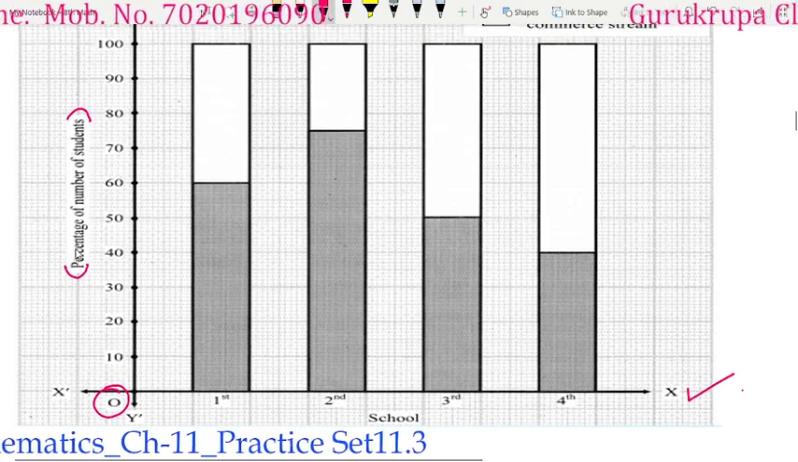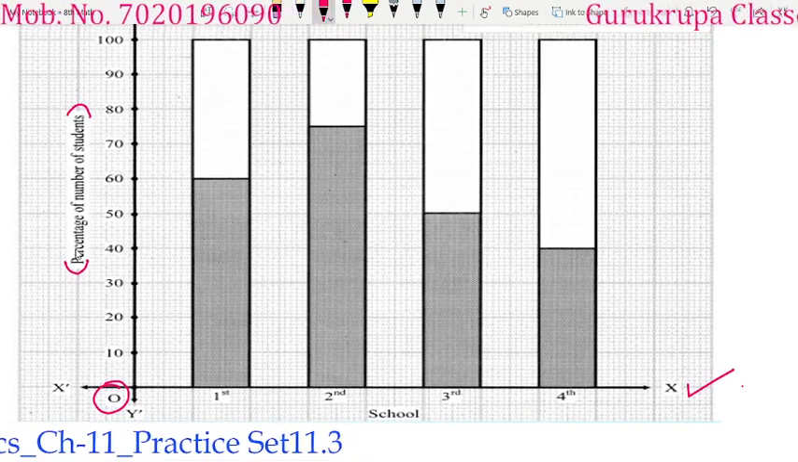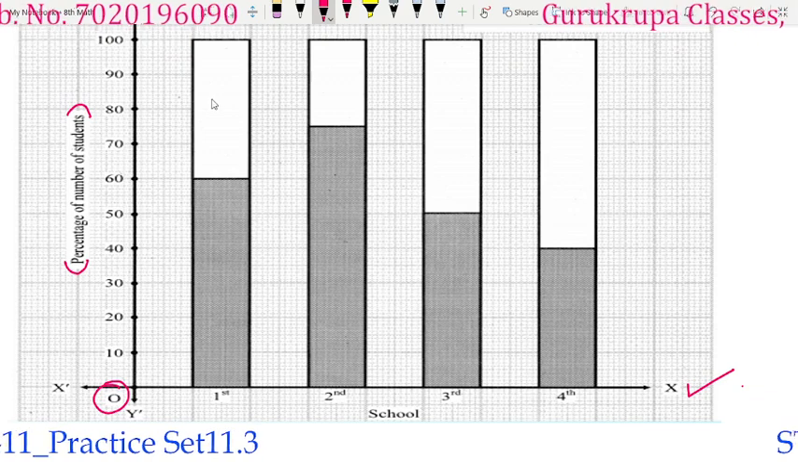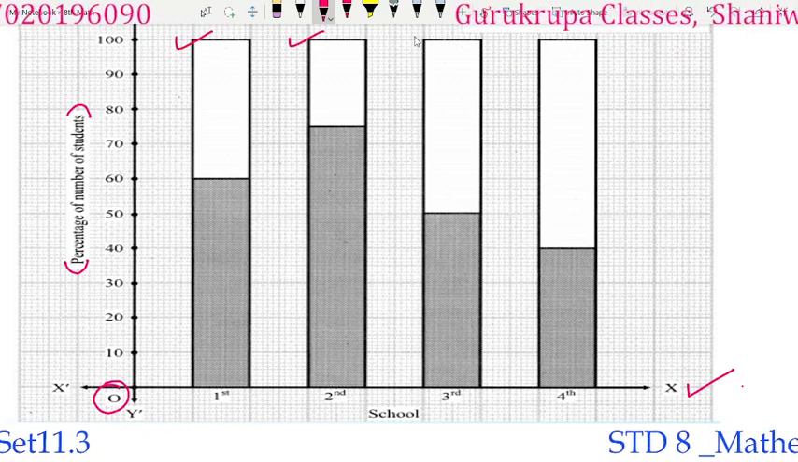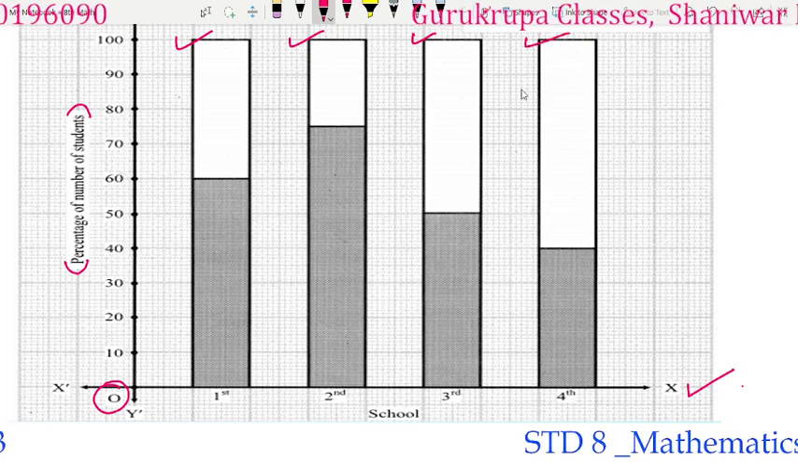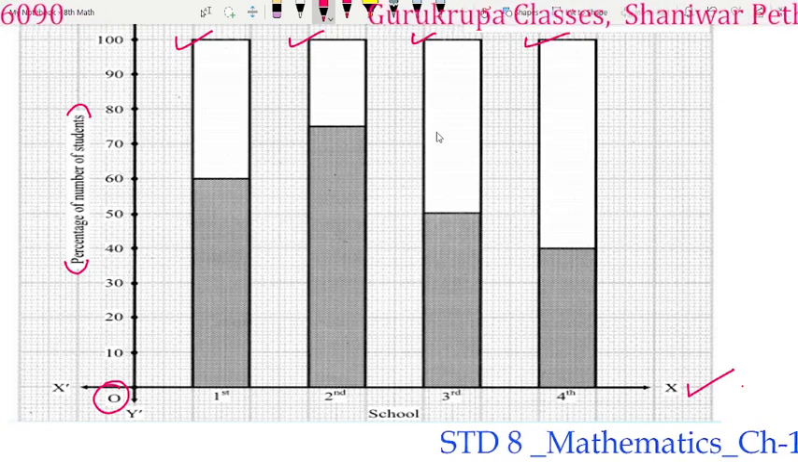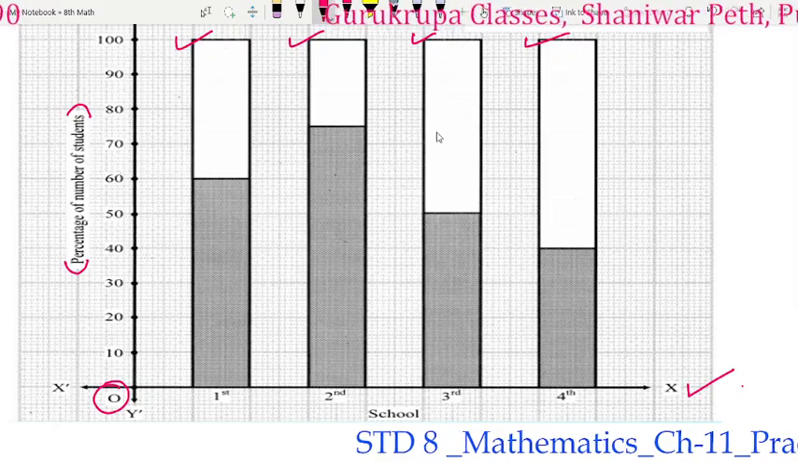Okay, now we draw the graph. Each graph should be 100 height. So as we look here, each graph has equal heights of 100 units. Now we divide this graph into the percentage.